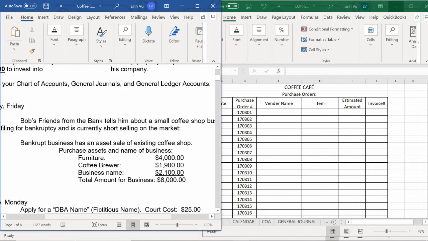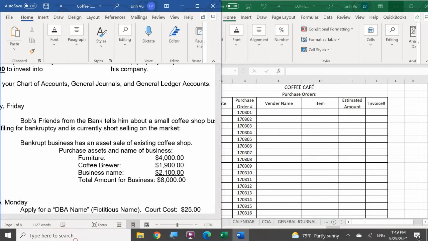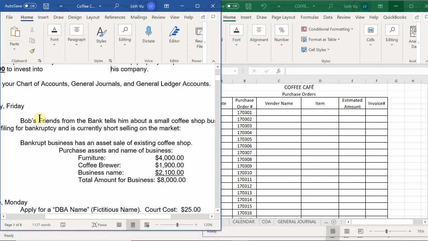Here are the details. The bankrupt business has total assets in the sale of the existing coffee shop. So he bought furniture worth $4,000. It also came with a coffee brewer worth $1,900. And then, of course, buying the business name itself, which cost $2,100, for a total of $8,000 for the business.